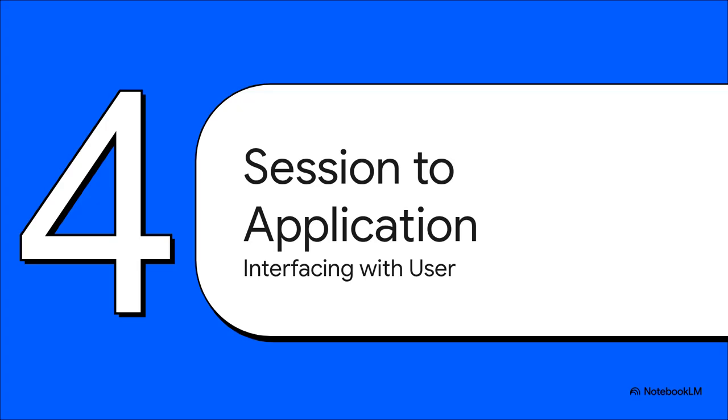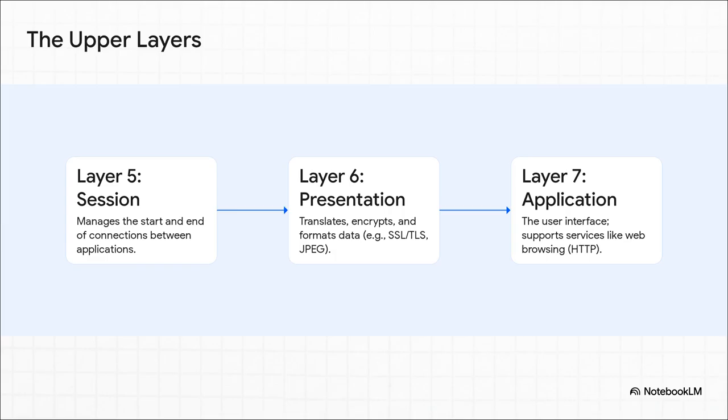We've made it to the top of the OSI model. These last three layers are all about taking that raw data and turning it into something we humans can actually see and use. These top three layers are basically best friends. They work together very closely.